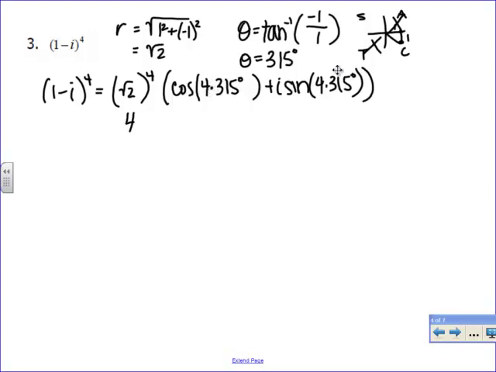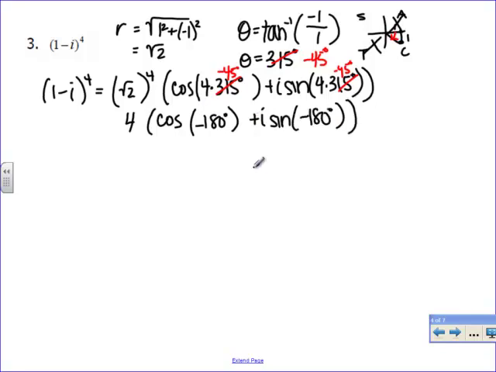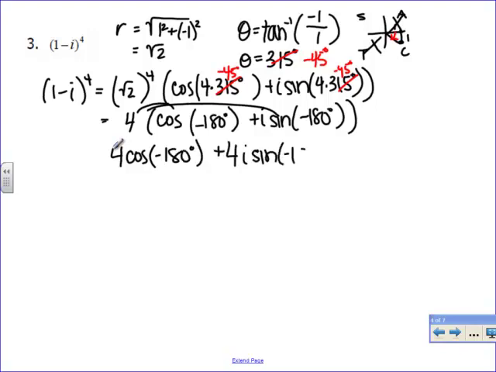So let's think about this instead of 315 as -45 degrees, because that's the same angle, and it's going to be easier to multiply the 4 times -45 degrees. Okay, that's going to get me cosine of -180 plus i sine of -180. Okay, we want our answer in standard form, so I'm going to distribute. I'm going to have 4 cosine of -180 plus 4i sine of -180.